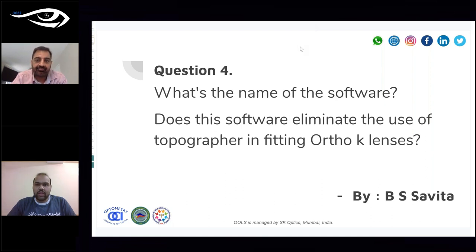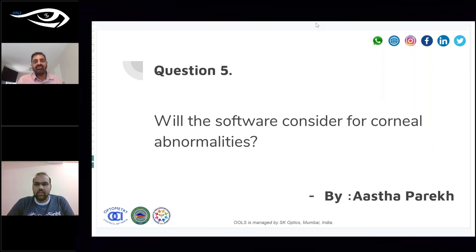That's right. Okay. And the next question here is, I think the name of the software, I guess they are referring to the one you have explained today. It's rgpdesigner.com. And does this software eliminate the use of a topographer in Ortho-K lens fitting? Now, that's an interesting question, because in one way it doesn't. You see, we are designing the lens, we can do it without the topographer, but the topographer is essential for, first of all, eccentricity. We need the E value for it to work. So if you get the patient to go somewhere and get that topography done, and then you use the data to design the lens and fit the lens, but then after the fitting, if you do want to change anything, then a topographer is essential. So I personally believe that you should not work without a topographer if you can help it, or share it with somebody.